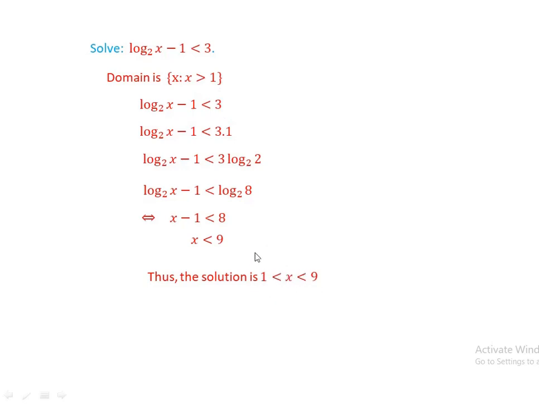Or in other ways, for instance, if x is greater than 9, for example, if x is 17, then 17 minus 1 is 16. Therefore, log of 16 in base 2 means log of 2 to the power of 4 in base 2, which is 4. 4 is not less than 3. So therefore, our solution should be 1 less than x less than 9.